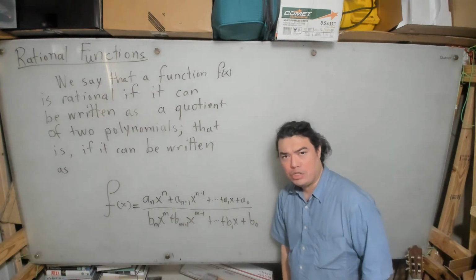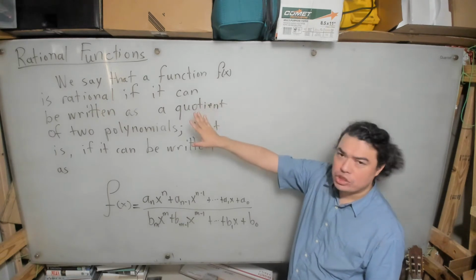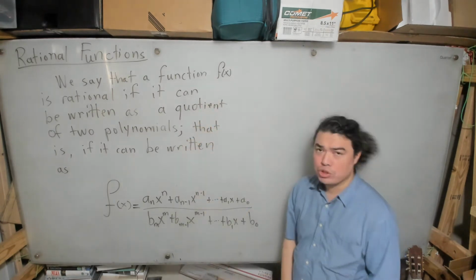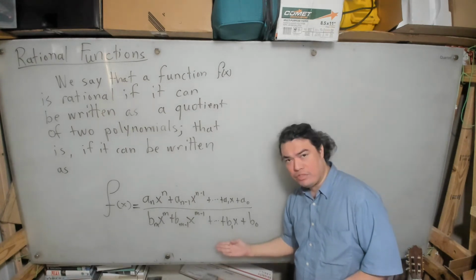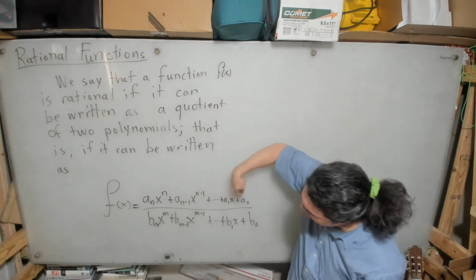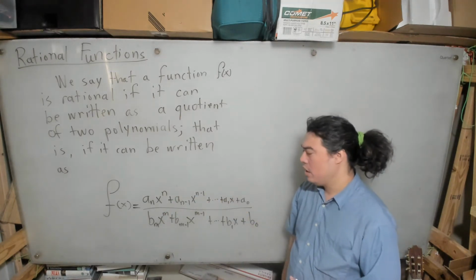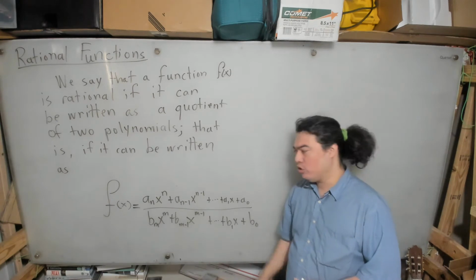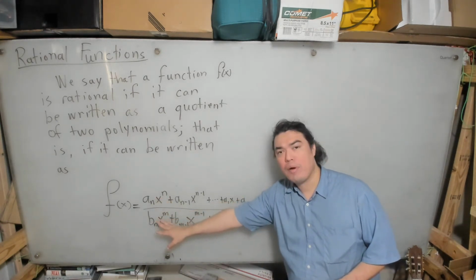Okay, in all seriousness, we say that a function f of x is rational if it can be written as a quotient of two polynomials, that is, if it can be written in this form. If you notice, I have a polynomial up here on top, and I have a polynomial on the bottom. And I also want you to be very clear: on the top I put power n, on the bottom I put power m.